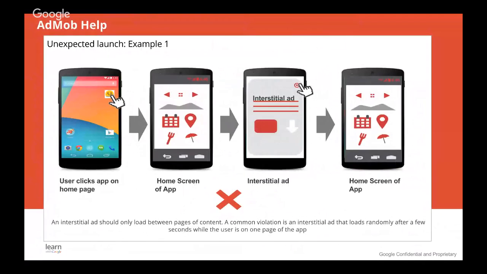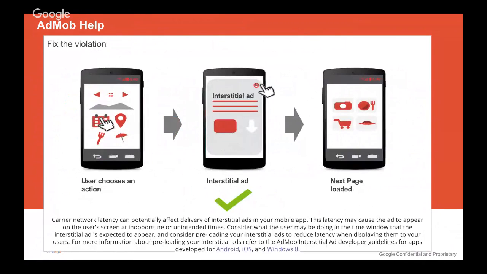For unexpected launch, again, the policy here is you should only show the interstitial ad after people interact with a function or a button on your app. In this example, on the home screen of the app, let's say people click on the umbrella. Then they would move on to the screen showing the interstitial ad. When they close the ad, they would go to the screen that actually shows content for the umbrella. So the next page that loads should show photography features, restaurant, shopping cart, or anything else.